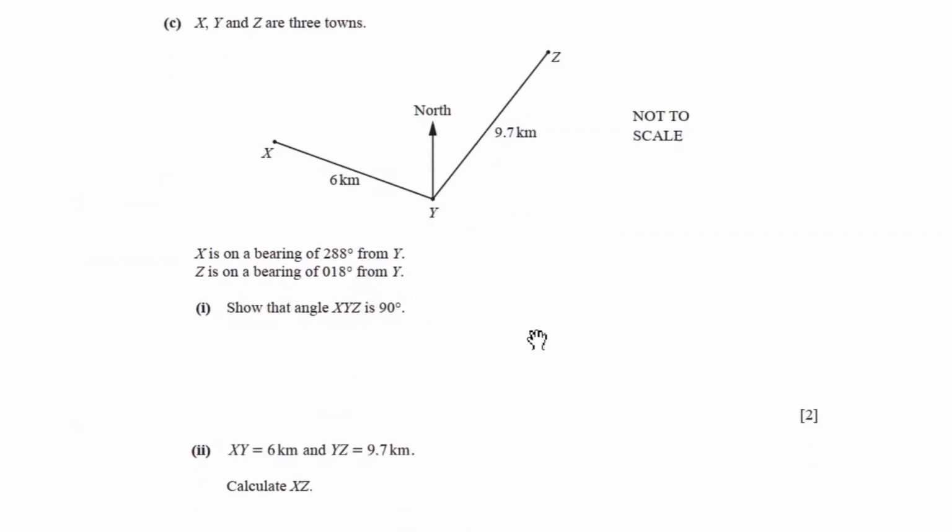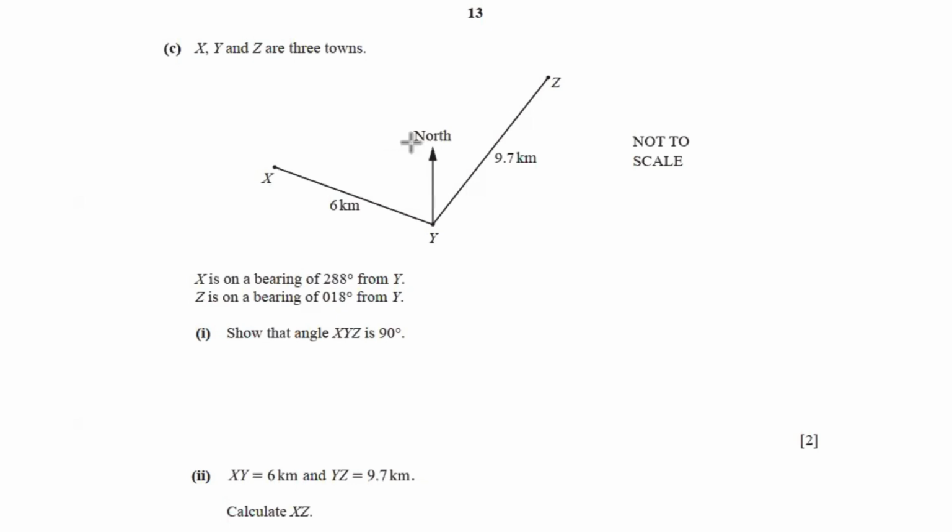Then part C says x, y, and z are 3 towns. X is on a bearing of 288 from y. Z is on a bearing of 18 degrees from y. Show that angle XYZ is 90 degrees. So X is on a bearing of 288 from Y.